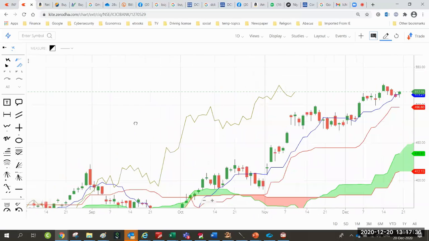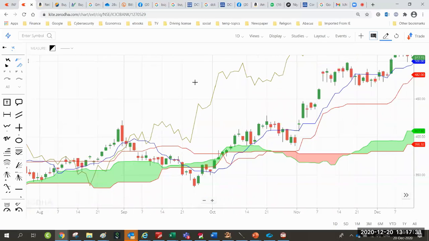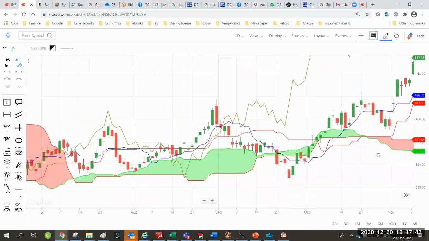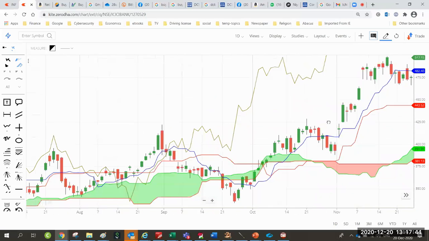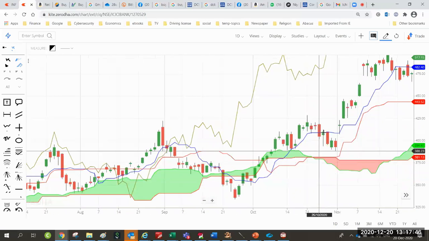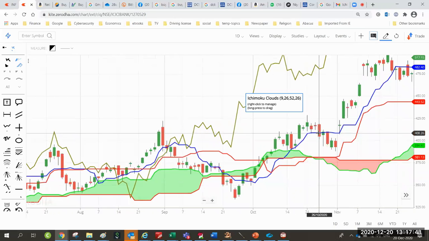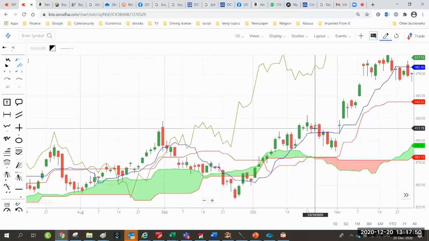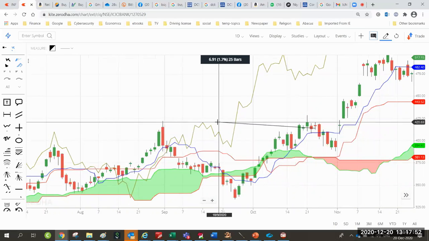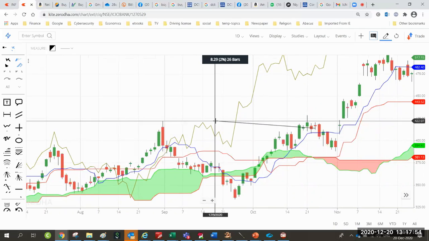For example, here there is a Kumo twist happening. So you again go back from this signal, and then 26 signal, this one. So then there is a Kumo twist happening. Now this is a bearish one.